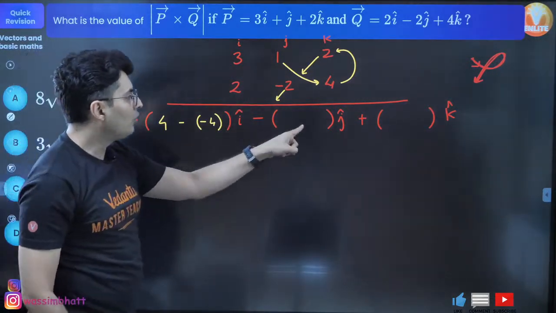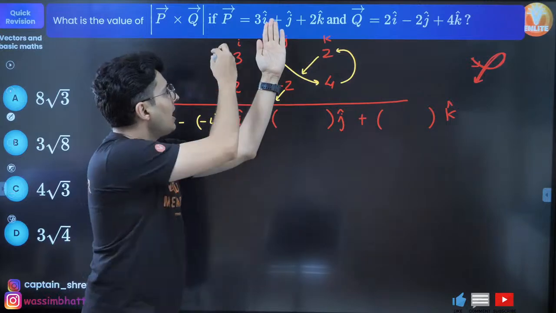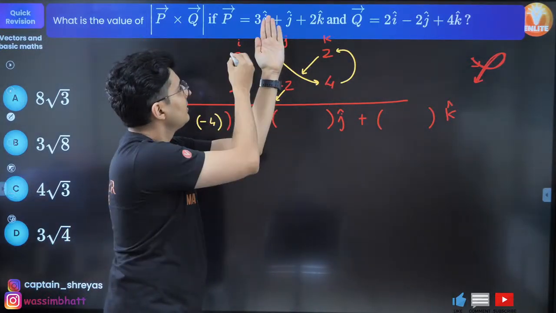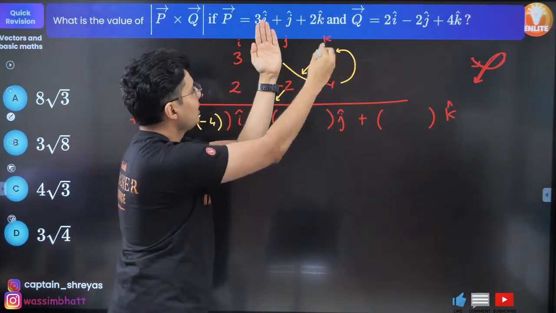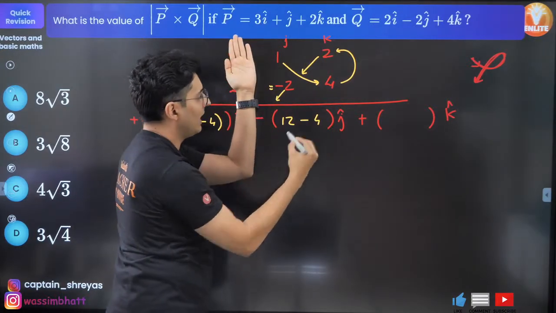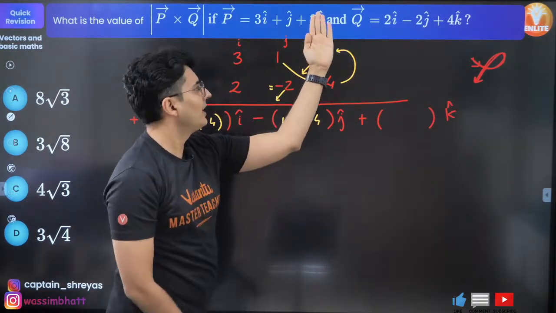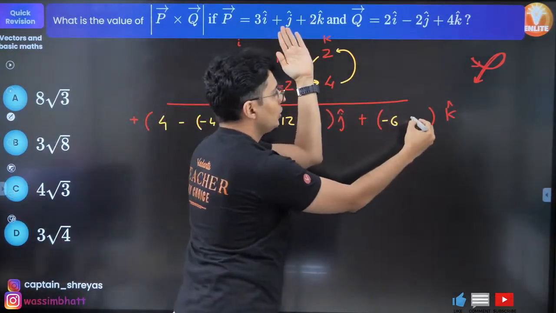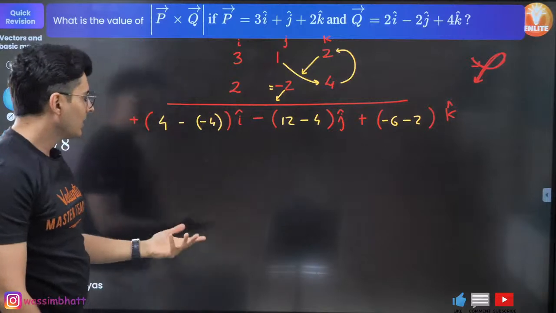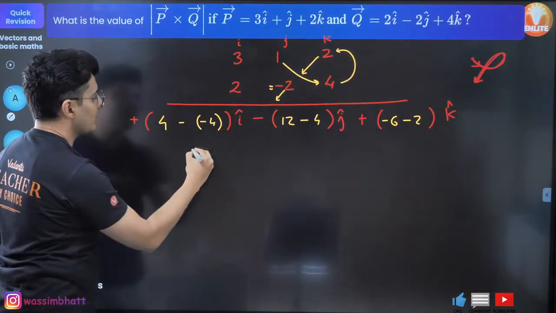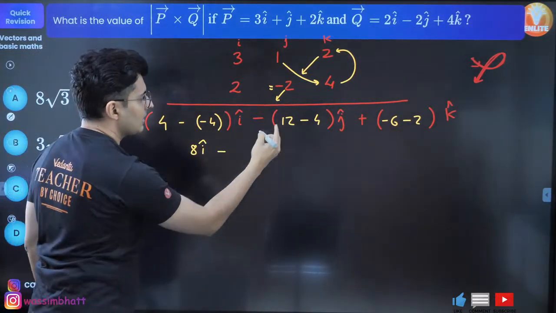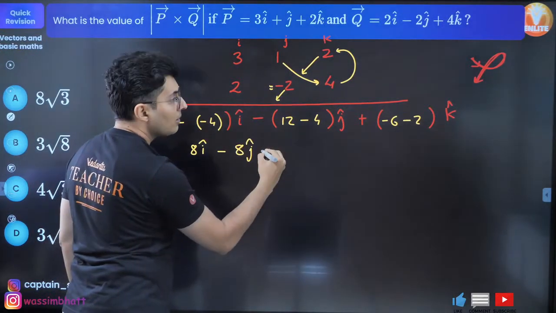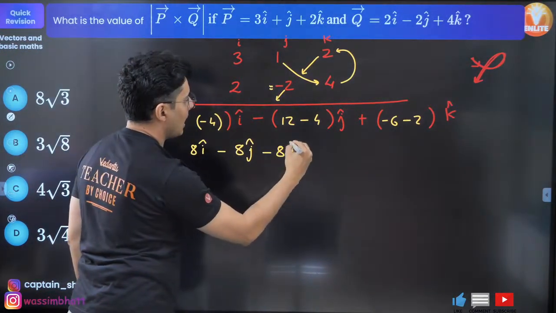That's it. Now for J cap, forget this. Again go like that. 3 into 4, 12. 2 into 2, 4, minus. Last one, forget this. 3 into -2, -6. 1 into 2, 2. So minus that. Now it's very simple. This will be nothing but 8 I cap minus 8 J cap minus 8 K cap.